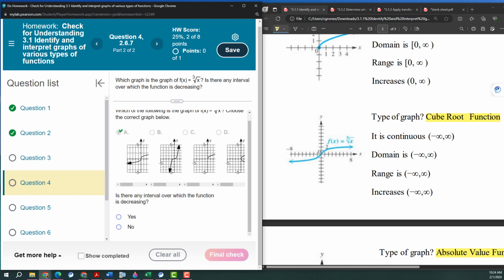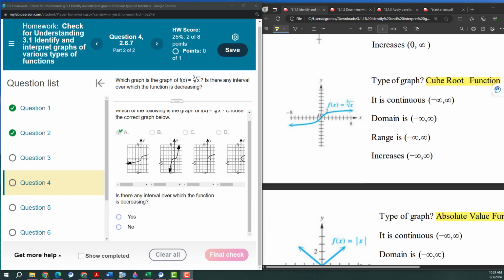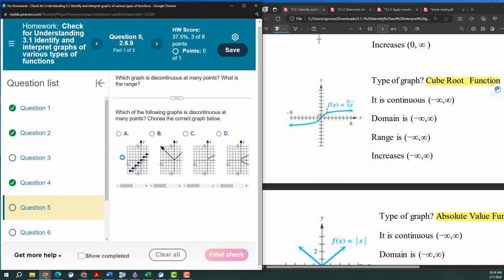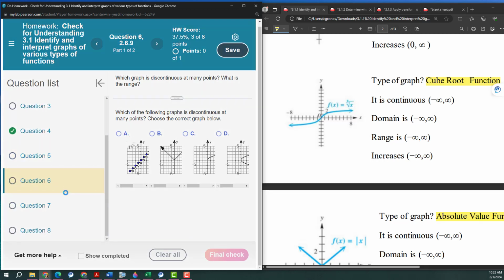Okay, and then it tells us the domain and the range, and it says, is there any interval over which the function is decreasing? And remember, whenever you look at these graphs, think of it like you're reading a book. You read a book from left to right. So if we were to look at this graph from left to right, we would be coming up from the bottom, and we would go up to our origin, and then we would continue to go up. So it is not decreasing, it is only increasing.